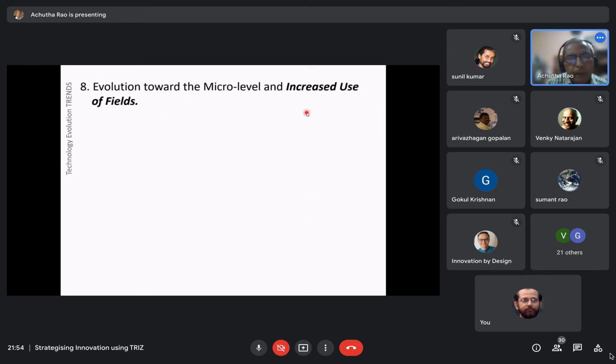Another thing is the next change he says: when we go to the micro level, we start using more and more fields, like magnetic fields, induction fields. So electron, that IT has been considered as electron fields.